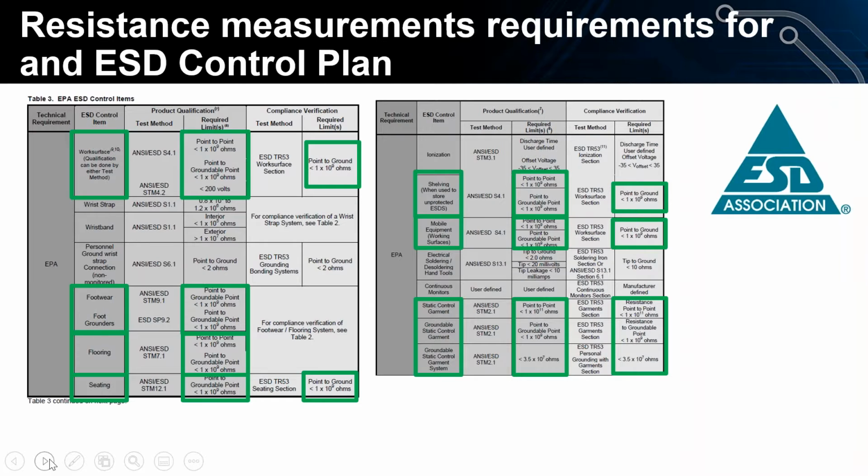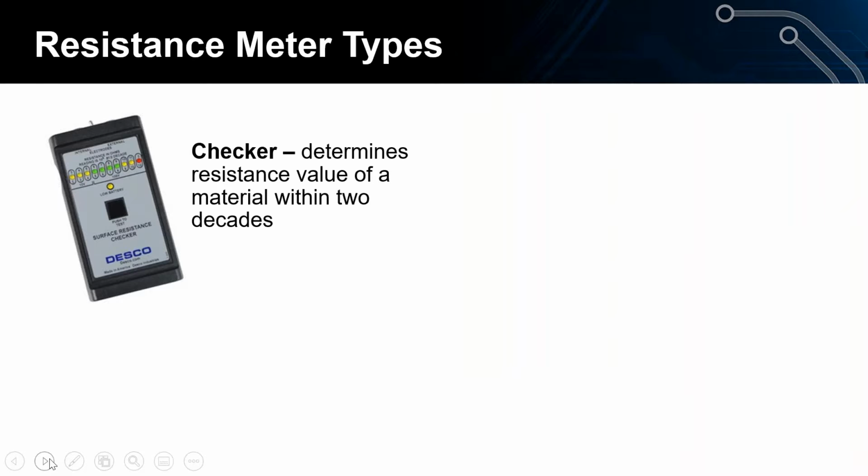So these are the other tables that I was talking about. So every technical requirement, and when I say technical requirement, I mean wearing a wrist strap, grounding the body, ESD flooring, chairs, smocks, etc. Each one of those technical requirements has a resistance number associated to it, and I'm going to demonstrate those. So there are different resistance meter types.